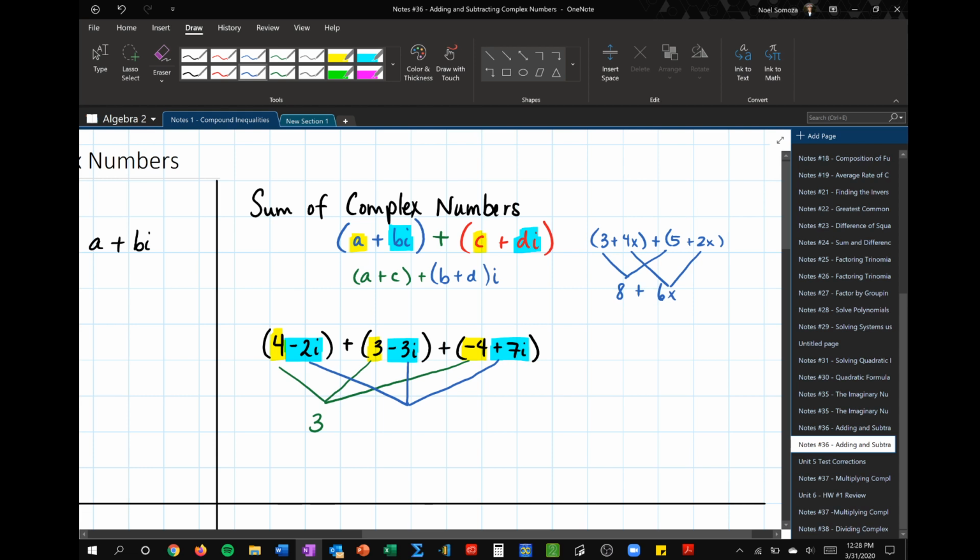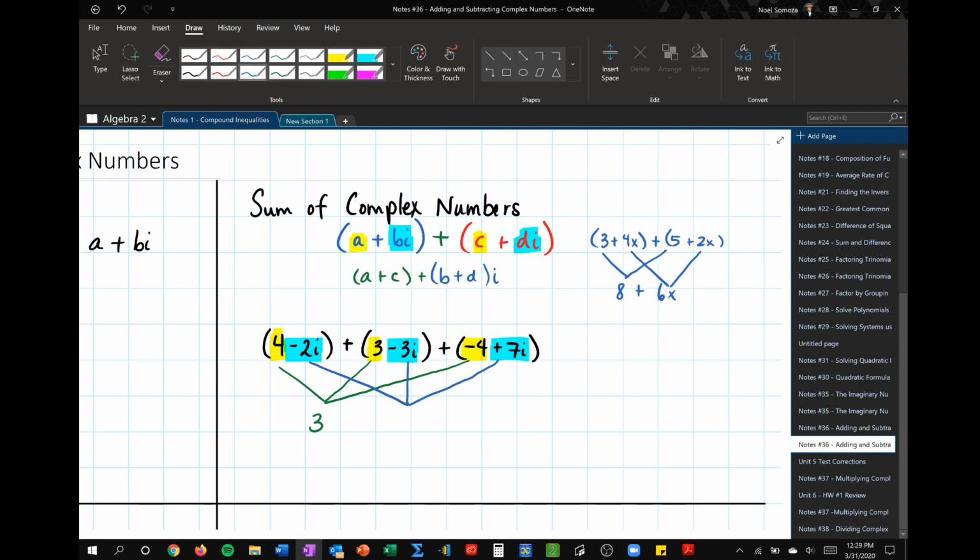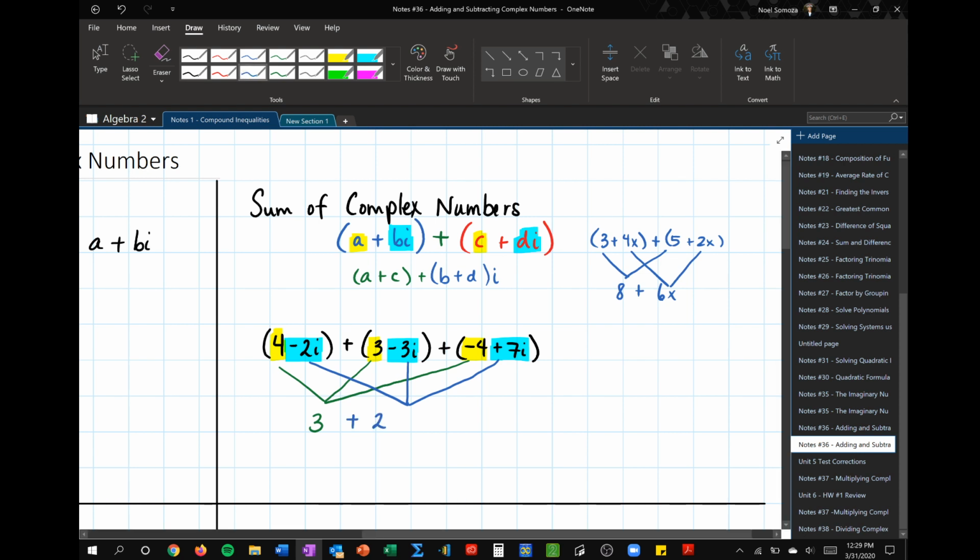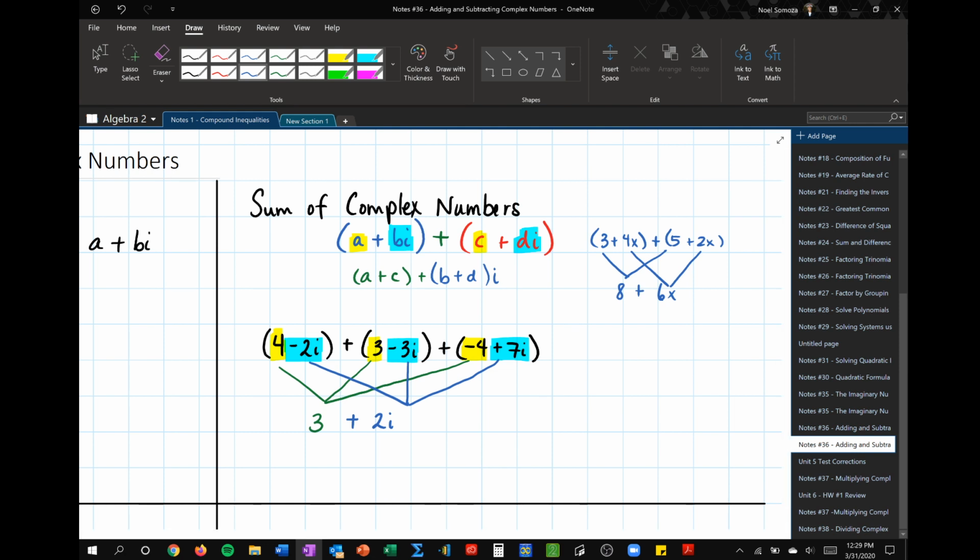So you have negative 2 plus negative 3, that makes negative 5. And then negative 5 plus 7 is going to be positive 2. So now you get positive 2i. You treat the i like a like term, so you're not going to have i to the third. No, you're adding everything together.